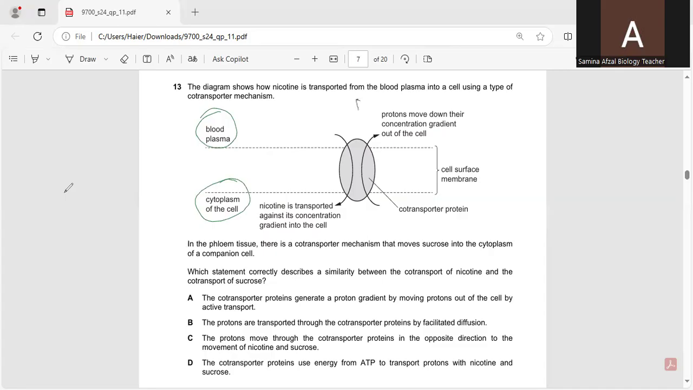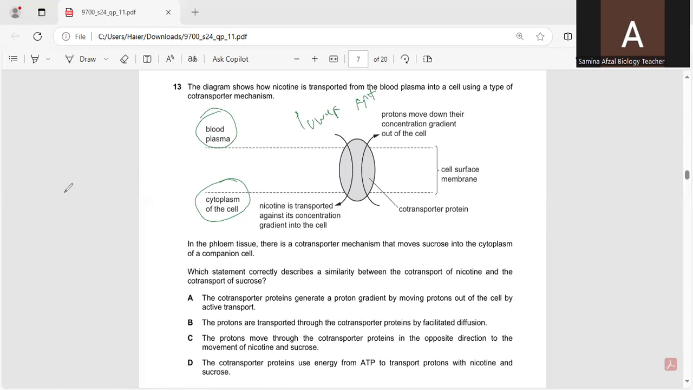So protons or hydrogen ions will move down their concentration gradient. It means from higher concentration towards the lower concentration. They were in greater concentration in the cytoplasm, so they moved out into the blood plasma through the co-transporter proteins. On the other hand, the nicotine is transported against the concentration gradient. Here the nicotine was in lower concentration, and from its lower concentration it moved towards its higher concentration, that is, it is transported against its concentration gradient into the cell.